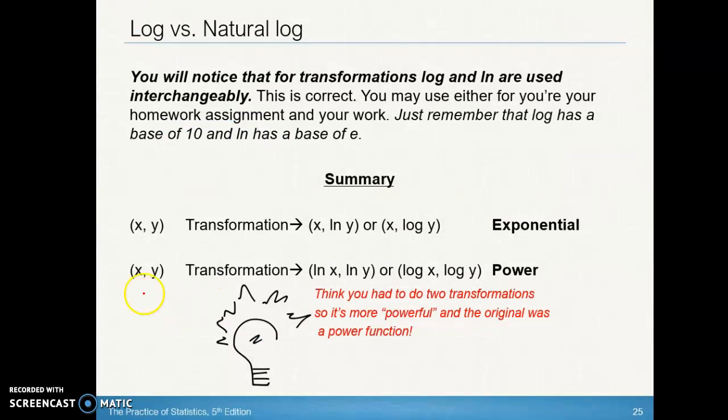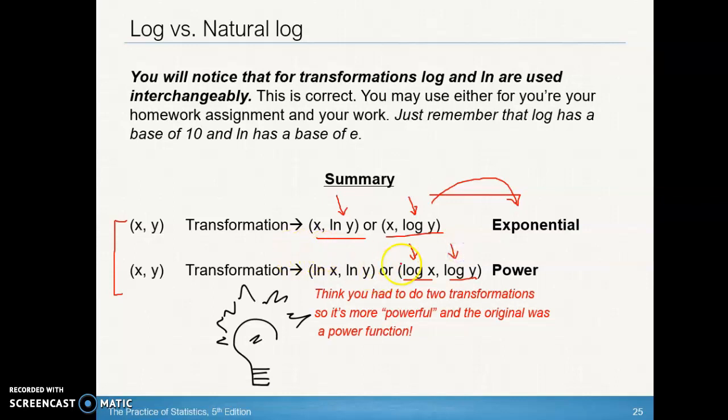Okay? All right, now there are two major equations. These are really the only two that you're going to see on your AP exam. So you have two transformations. Number one is going to be x, log of y, or x, natural log of y. They're both exactly the same, and it doesn't honestly matter. So I remember it as I had to do one transformation. One transformation means the original was exponential. The second one, when I took the log of x and the log of y, I'm like, that's more powerful. I had to take a transformation of x and y.